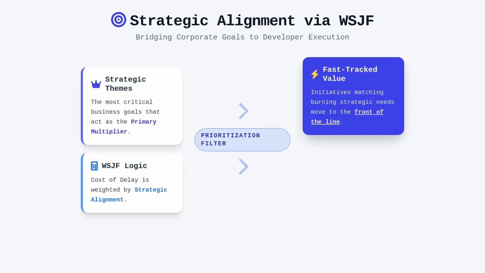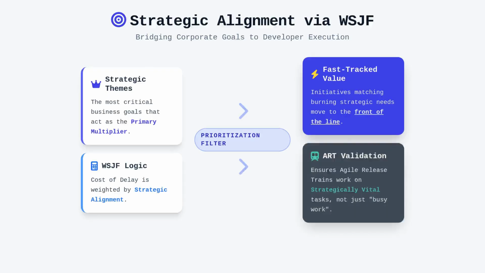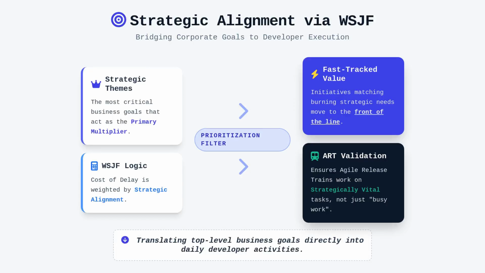An initiative that perfectly aligns with a burning strategic need will naturally move to the front of the line, while others wait. This ensures that every Agile Release Train, or ART, is not simply working on something busy, but is instead working on something validated as strategically vital. It brings the top-level goals of the business right down to the daily activities of the developers.